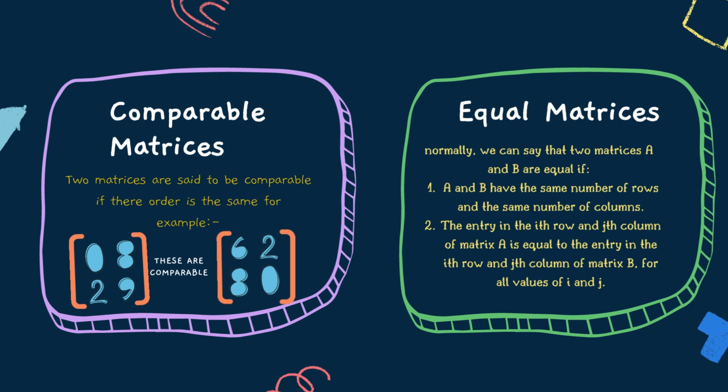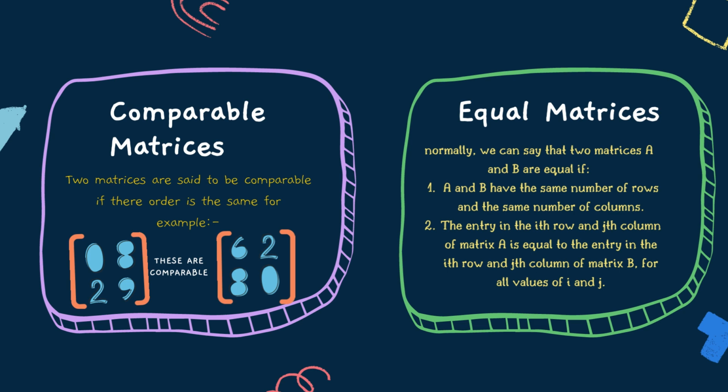Moving on to the next topic, comparable matrices. Two matrices are said to be comparable if their order is the same. For example, these two matrices here, their elements are different, but the order is the same, 2 by 2.